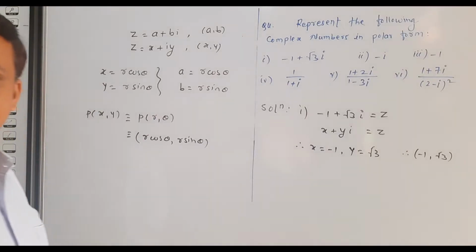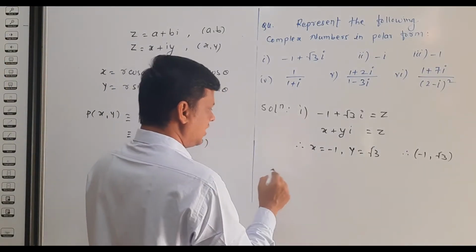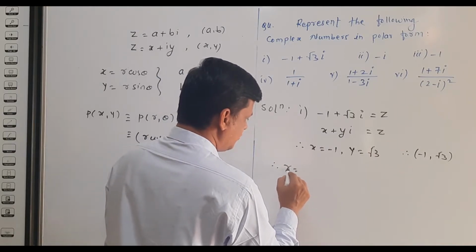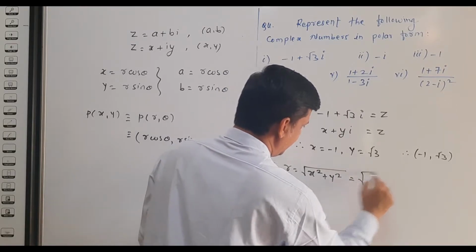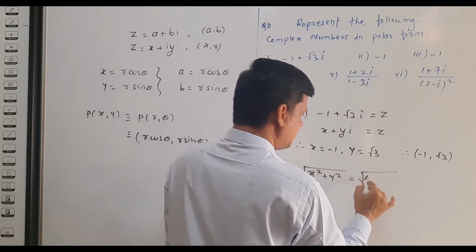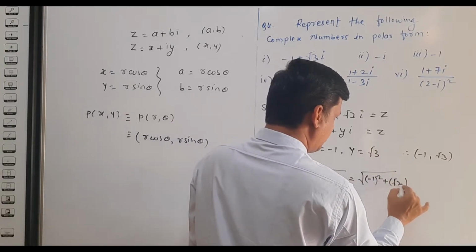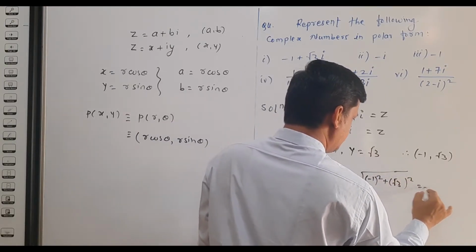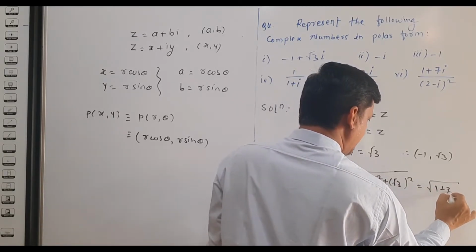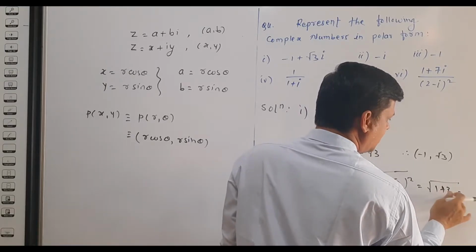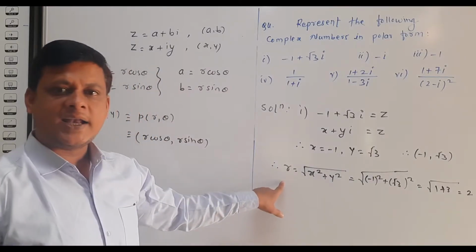So first we find the value of r, that is the modulus. Therefore r equals under root x square plus y square. That is under root of minus 1 squared plus root 3 squared. So we get minus 1 square as plus 1, root 3 square as 3. So we get 1 plus 3, which is 4. The square root of 4 is 2. That means the value of r is 2.